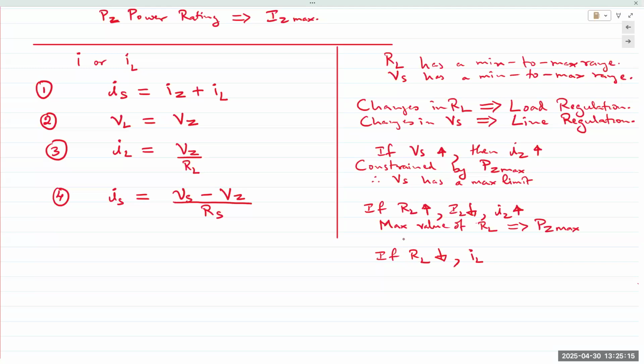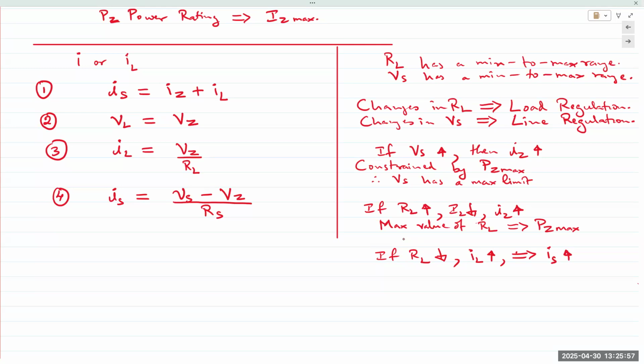So, let's say IL increases, and therefore IS demand is also increasing. Okay, but another thing happens. If RL decreases, then the corresponding voltage drop might decrease. So the voltage drop across RL decreases.